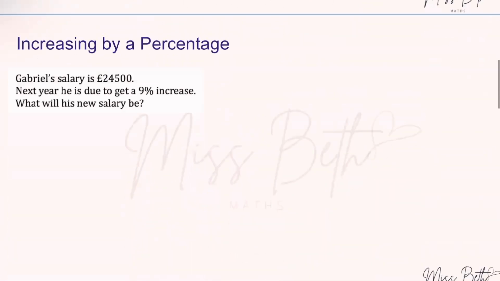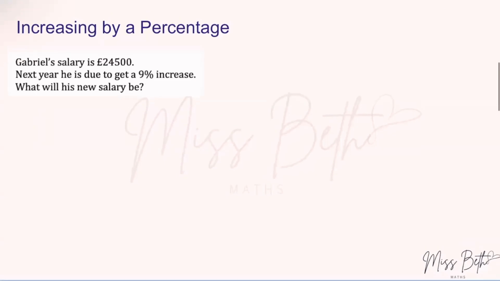Okay, so we're going to start by increasing an amount by a percentage. So question here, Gabriel's salary is £24,500. Next year, he is due to get a 9% increase. What will his new salary be? Okay, so the point of this example is more just as a reminder that when you are increasing, you need to add the percentage on to 100%.